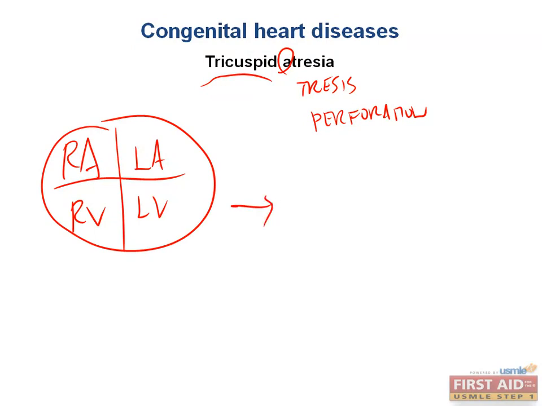In this situation of tricuspid atresia, the right atrium is separated from the right ventricle by an atretic or not well-developed tricuspid valve. So in this situation, the right atrium is very large and there's no communication between the right atrium or the right ventricle. And if there is one, it is very small and does not contribute to any blood flow from the right atrium to the right ventricle. So there's no communication between the right atrium and the right ventricle. That's just the way you need to think about it.